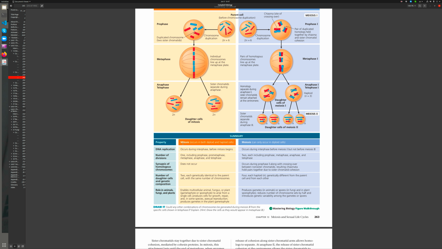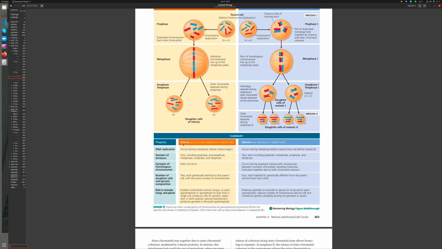There's crossing over between non-sister chromatids, resulting in chiasmata that hold pairs together due to sister chromatid cohesion. In mitosis, the daughter cells, there are two, are identical to the parent cell and have the same number of chromosomes. And then we have meiosis, where there are four, and each of them is haploid and genetically different from the parent cell and from each other because of the crossing over and synapsis.